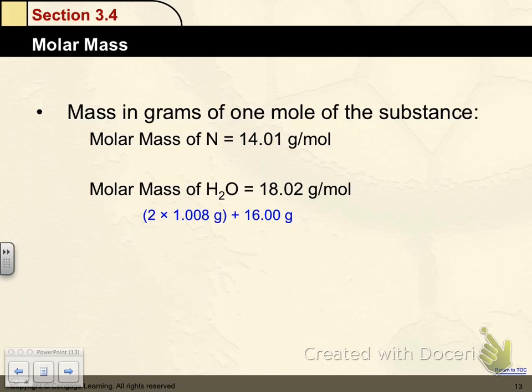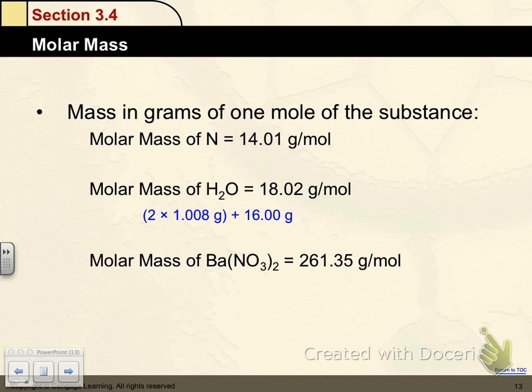How about the molar mass of water? Well, that's 18.02 grams per mole. And you might ask, where did we get that from? Well, you add up the masses of each of the elements in the molecule. We've got 2 hydrogens at 1.008 grams apiece, and we've got 1 oxygen at 16.00 grams to give 18.02.